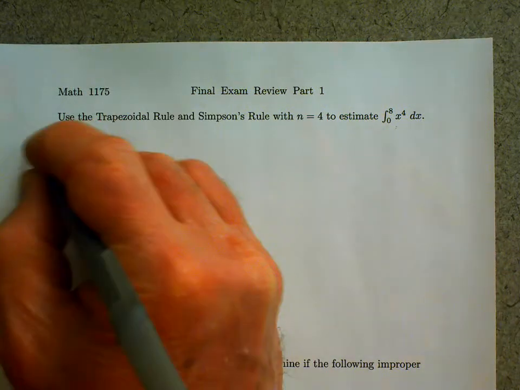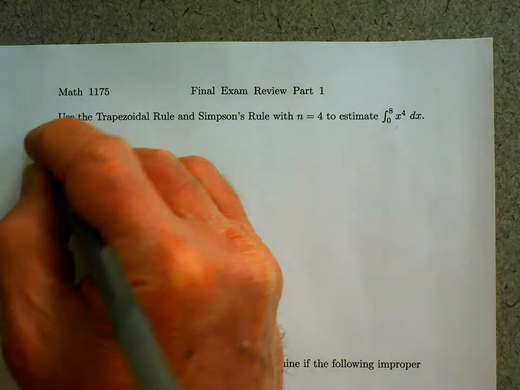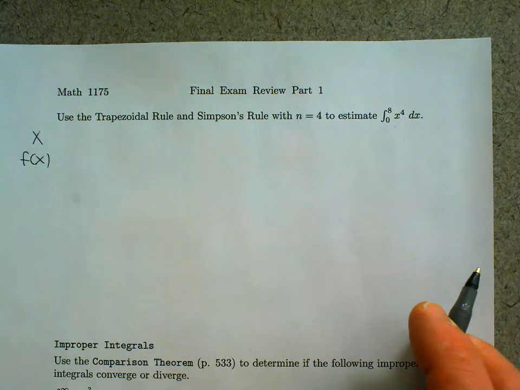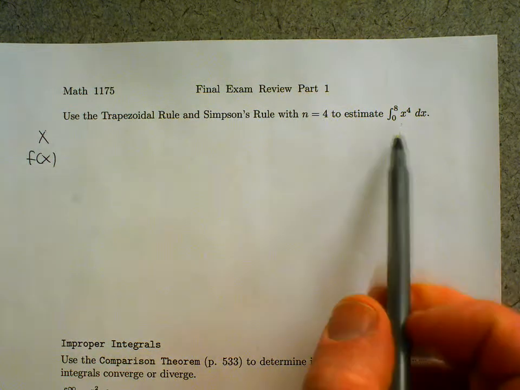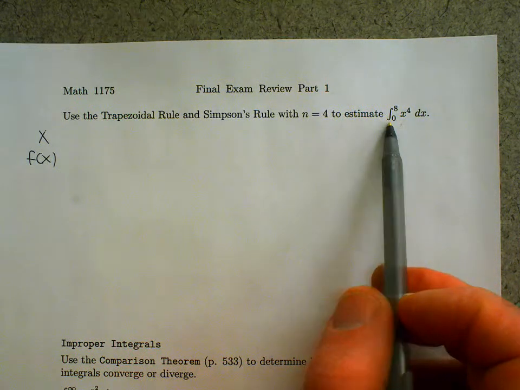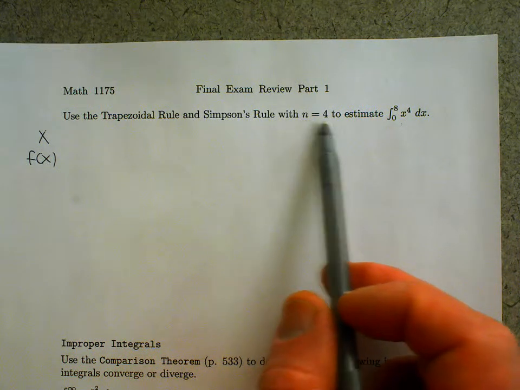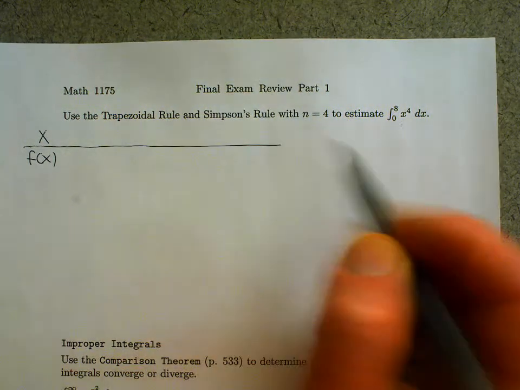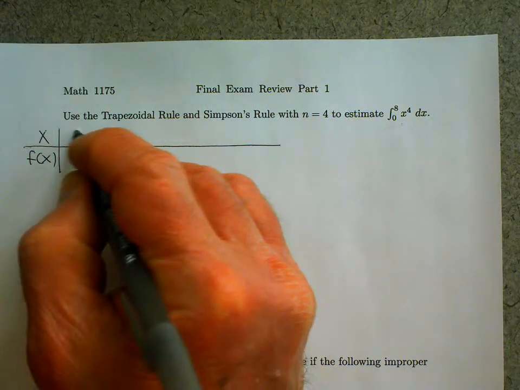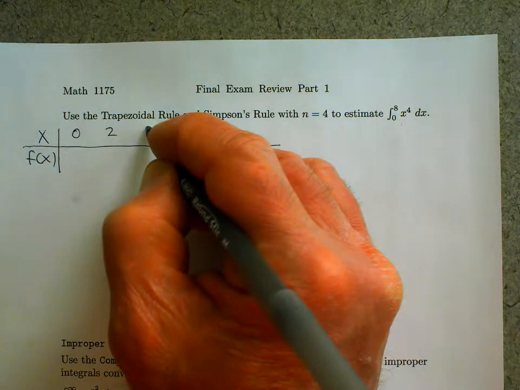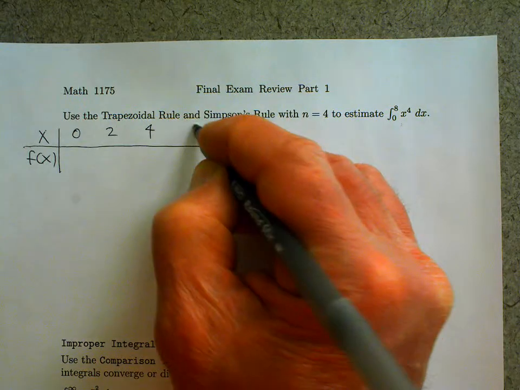Okay, so first, I guess we create a table of inputs and outputs. The length of the interval is 8, from 0 to 8, and the number of subintervals is 4. So the length of each subinterval is 2. We start at x equals 0, and then length 2 after that. So 0, 2, 4, 6, and 8.